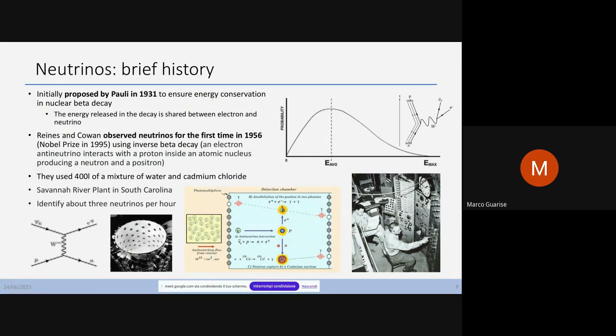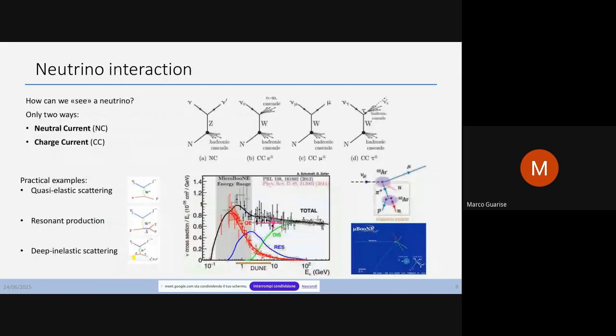Sorry if the figure is not good enough here. They were able to identify a few neutrinos per hour. So at the end of the experiment, they obtained a lot of signals in order to do some good statistics. And why is it so hard to measure a neutrino signal?